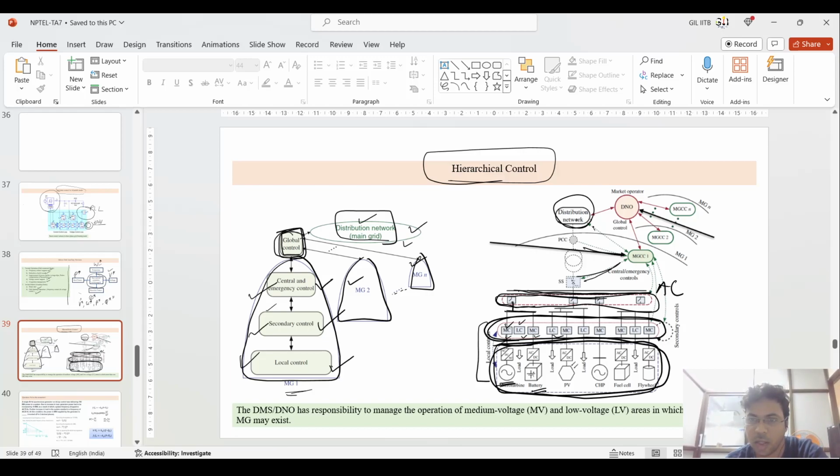If you see this green line, this is the main output of this architecture. You have a central and emergency control. If you see, this is the emergency system controller.